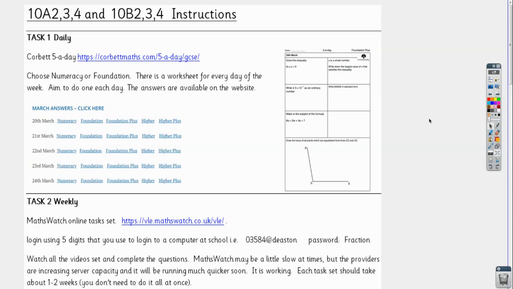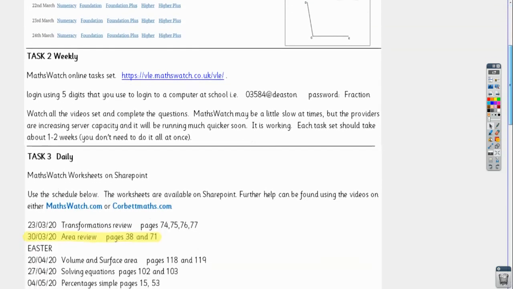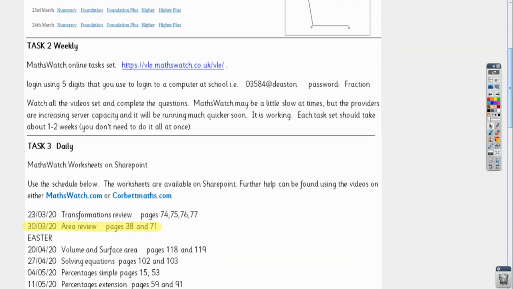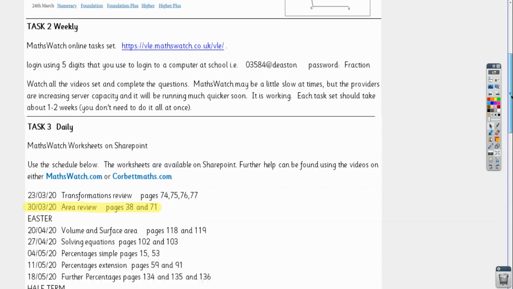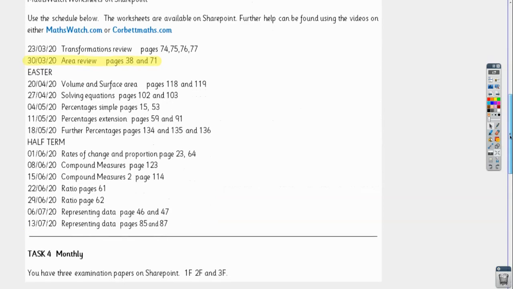So if you go into SharePoint, there are a set of instructions. There are 4 tasks that I would like you to be doing. Firstly, I'd like you to go to the Corbett Maths website and have a go at one of the 5-a-day tasks. Secondly, there is a weekly Maths Watch task, and again, login details are in SharePoint. Thirdly, task 3, some questions from some worksheets from Maths Watch, also available on SharePoint. And if you get that done, particularly after Easter, there are 3 past papers for you to be working on.